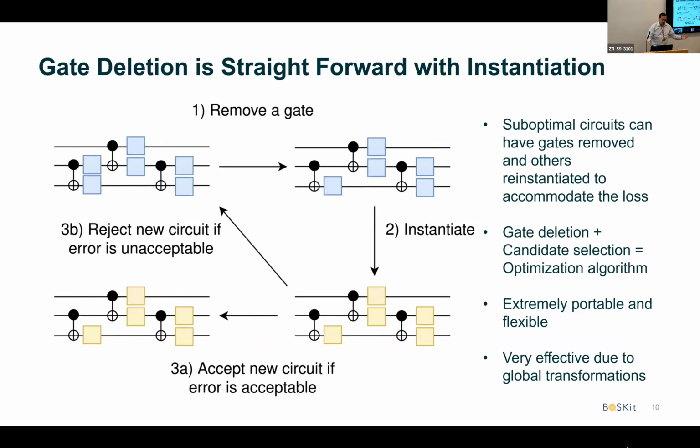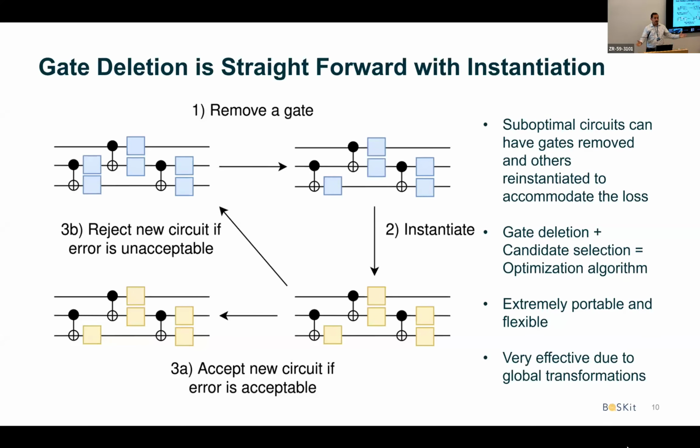We're going to start in this top left. This is our input circuit. We're going to pick a gate, any gate, and remove it from the circuit. That's going from the top left to the top right. Now, that's not normally okay. You can't just do that. You can't just remove gates from circuits. But what you can do is take that top right circuit and reinstantiate the parameters to that circuit in an attempt to accommodate the lost gate. This is going from the top right to the bottom right. And this works in a surprising number of cases.